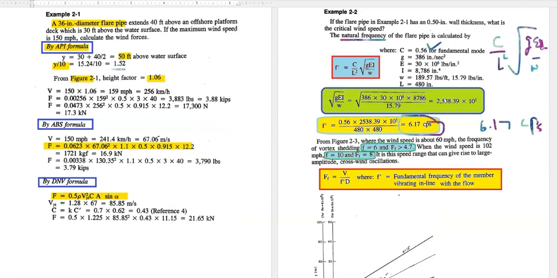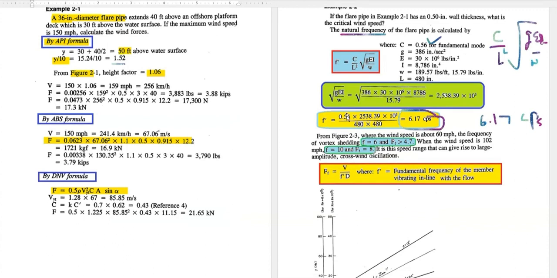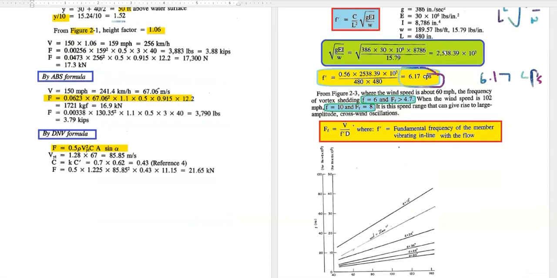And from figure 2.3, when the wind speed is about 60 miles per hour, the frequency of vortex shedding is, so here we can see velocity we know, and F dash is not going to change. F dash we know is 6.17, and diameter also we know, 36 inch. Right, that's the reduced velocity factor. And F dash is the natural frequency. So we can calculate this F value.